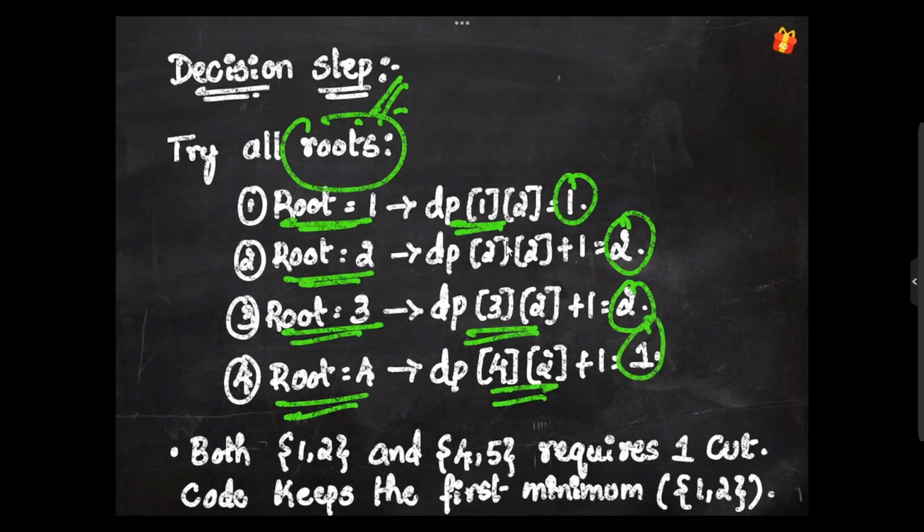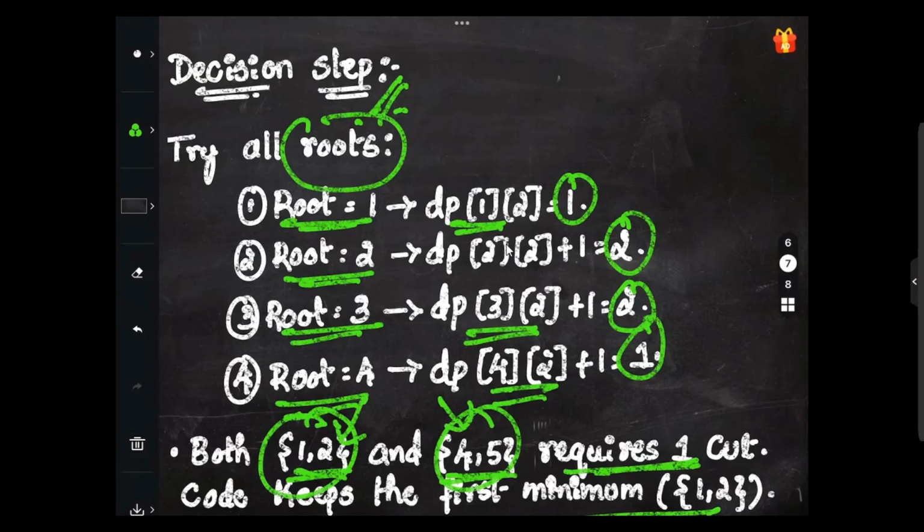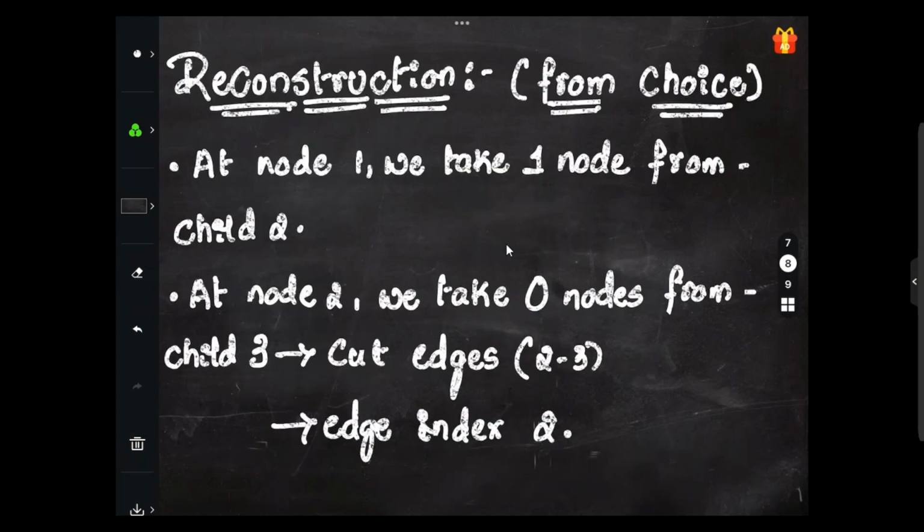This is fine. Now both 1 comma 2 and 4 comma 5 require one cut, right? So the code keeps the first minimum, so we will be considering 1 comma 2. The first minimum that we get here is 1 comma 2 rather than 4 comma 5, so we'll be keeping 1 comma 2 here. This is also the correct one. 4 comma 5 is also correct, but both require one cut, so the code will keep the first minimum cut in this case. Just remember this one, right?